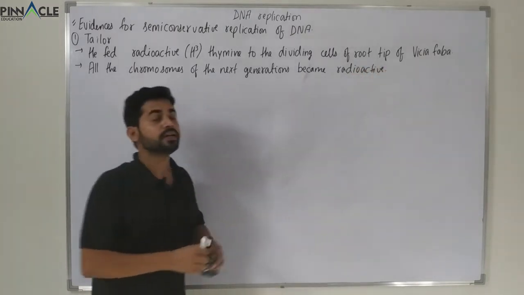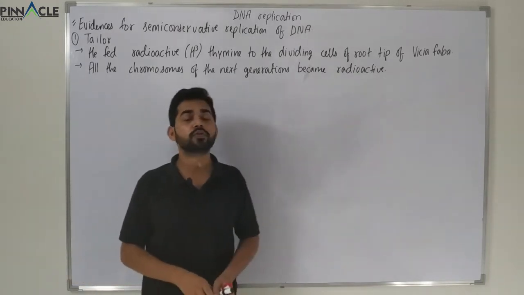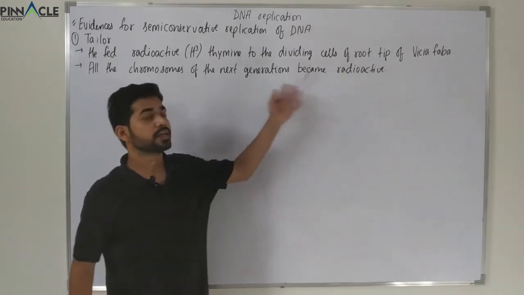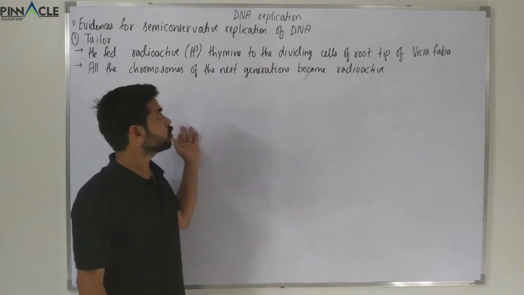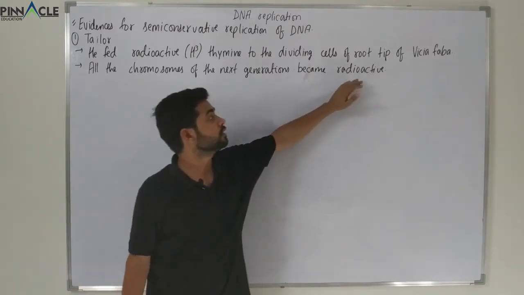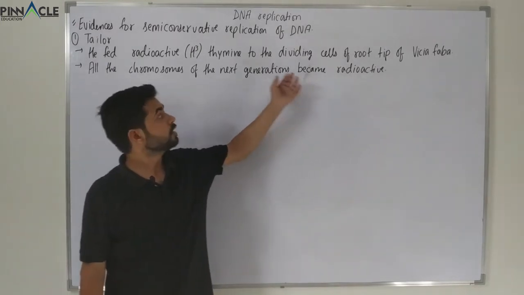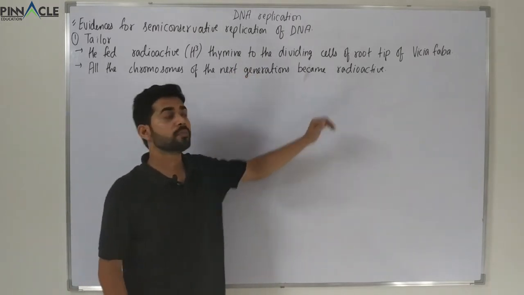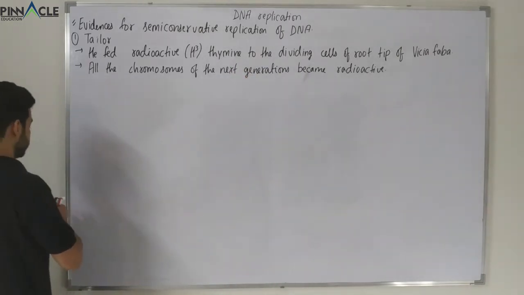So what he did was he fed dividing cells of roots of Vicia faba, and all of them became radioactive. So the chromosome that we now have is the radioactive chromosome, and after that he gave them the normal thymine.